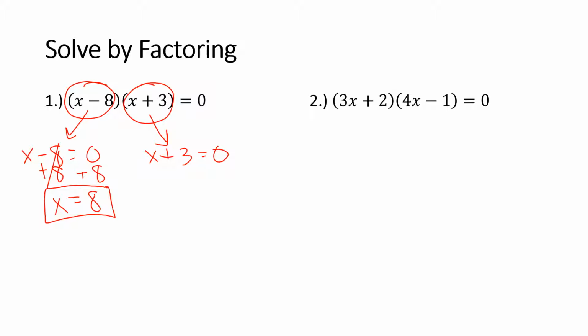On the right-hand equation, we have x plus 3 equals 0. So to get x by itself, we're just going to subtract 3 on both sides. That gives us x equals -3.